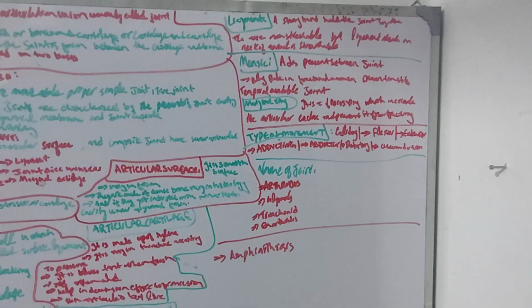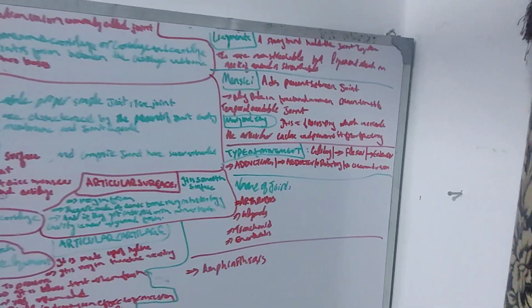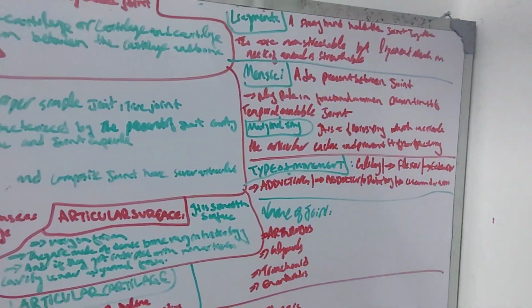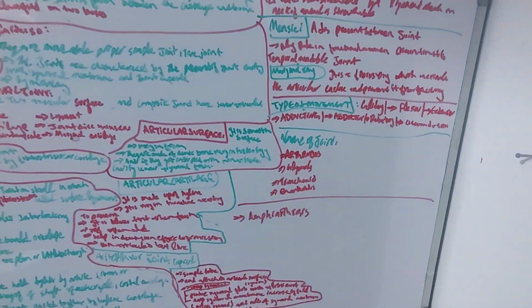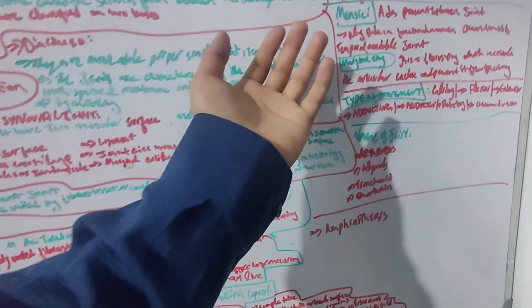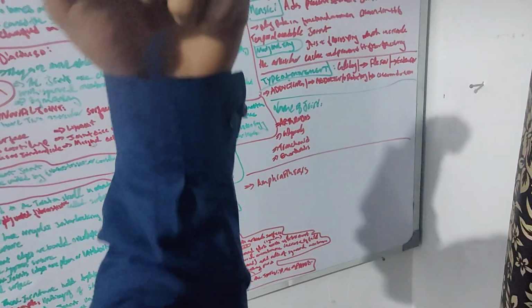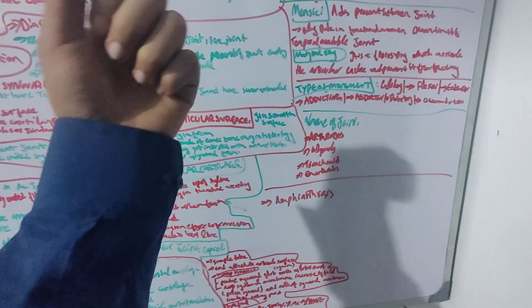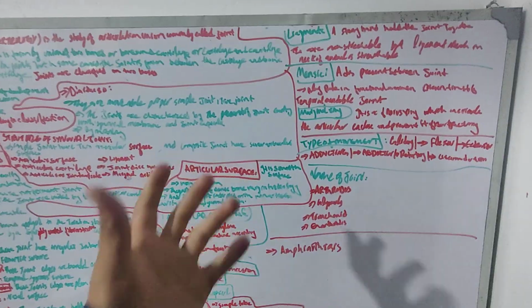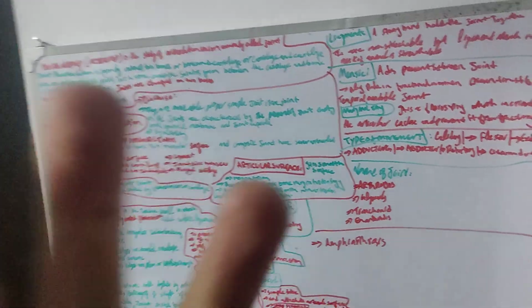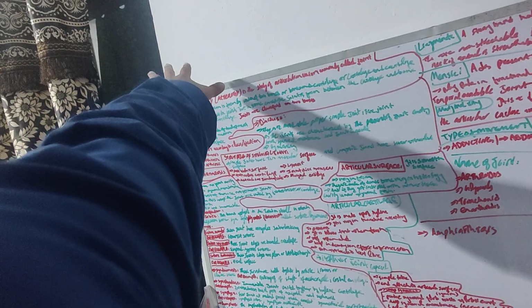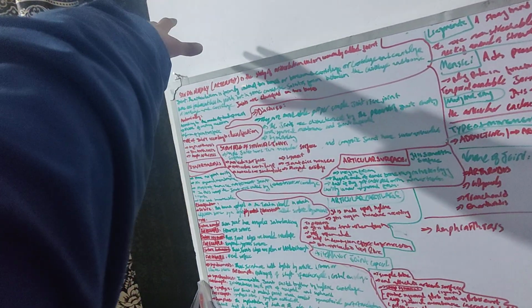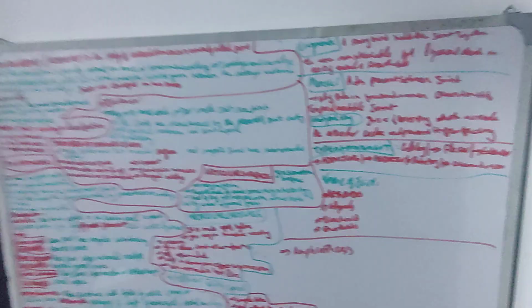Then we have abduction and adduction. Adduction means moving toward the median plane, like I take my arm close to my stomach. Abduction is moving away from the median plane, like raising my arm up. So abduction is away from the median plane, adduction is close to the median plane.